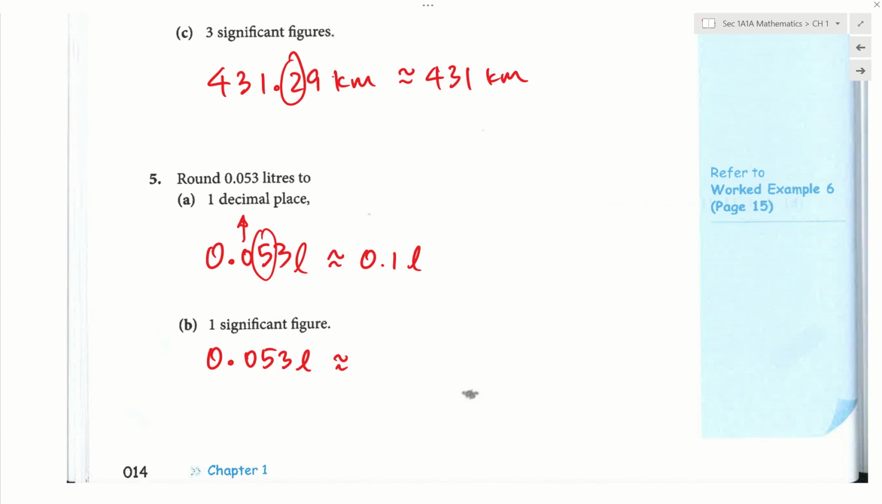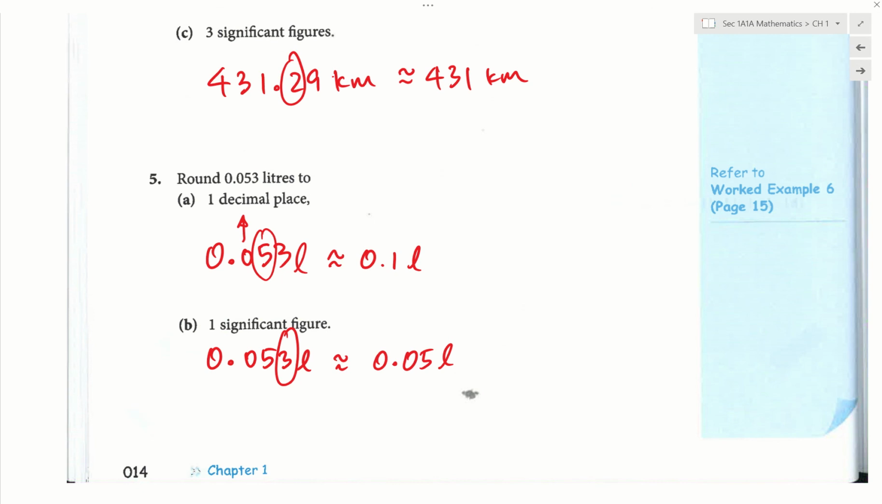Then which is your second SF? 3. So what do we circle? 3. Okay, so we circle the 3. And do we need to do anything after that? We need to draw an arrow, right? So what is the answer? 0.05. Yes. Okay, now pause first.